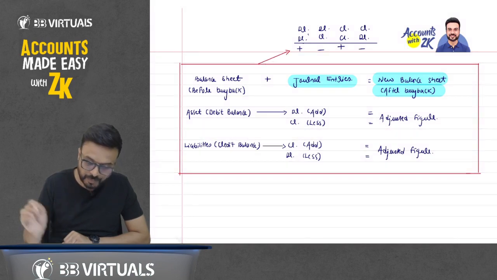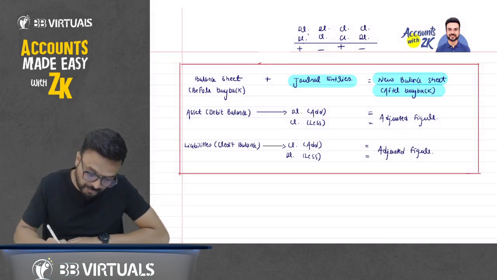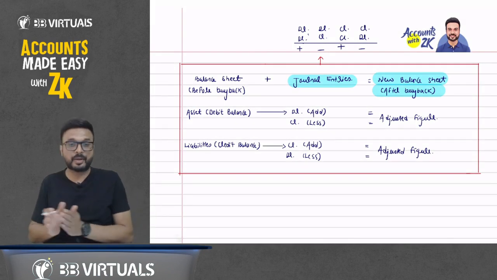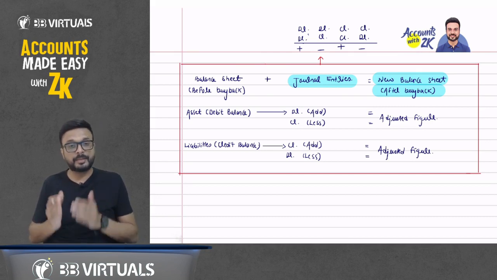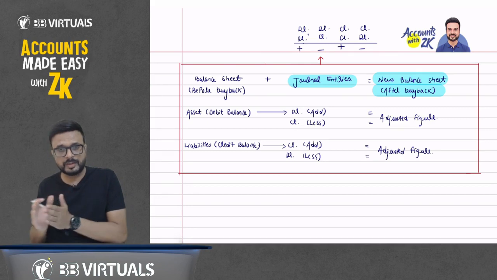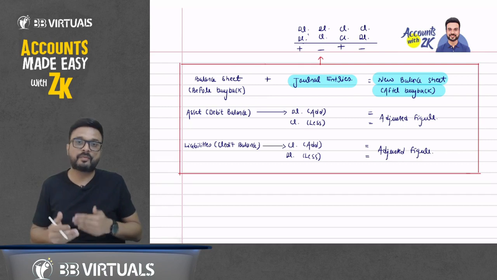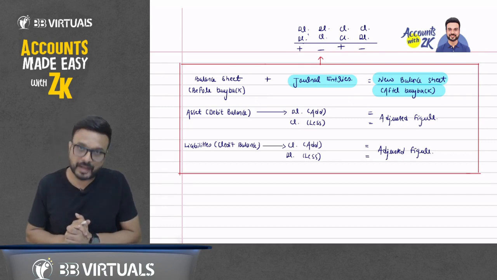These rules, you don't have to worry about, because after a few questions you will be familiar with them. When we solve journal entries here and prepare the balance sheet in buyback of shares, and in the next chapter, financial statements of a company, and then amalgamation and internal reconstruction, in all these chapters we are going to prepare balance sheets. So after solving some questions, you will be familiar with all these rules, and it will be really easy for you to prepare the balance sheet.